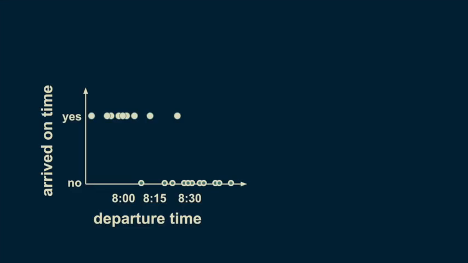Imagine creating a data set by recording the time you left your house and noting whether you arrived at work on time. Looking at it, you can see that for the most part, departure times before 8:15 result in punctuality, and departure times after 8:15 result in tardiness. You can summarize this pattern in a decision tree.